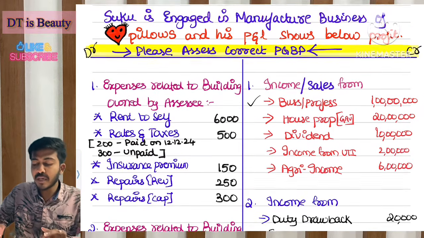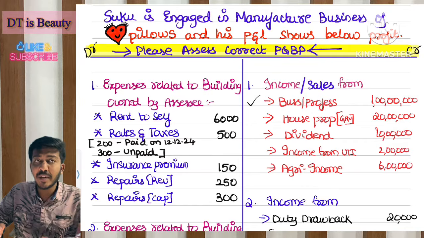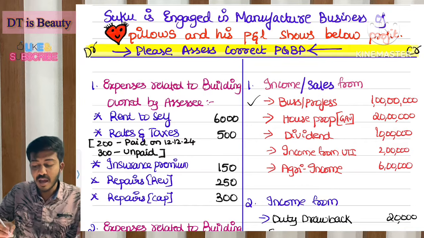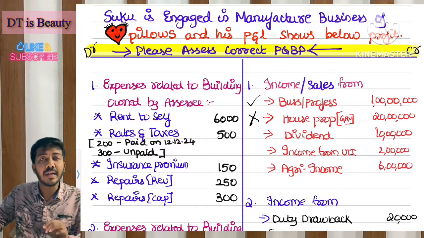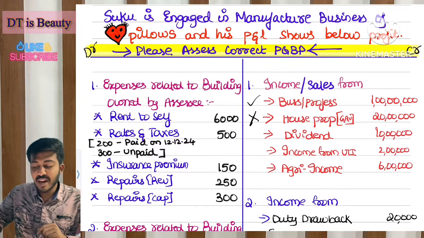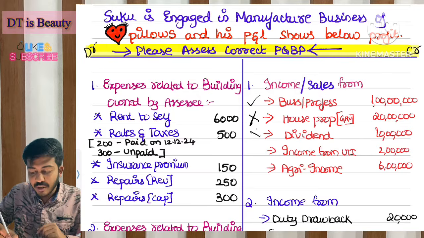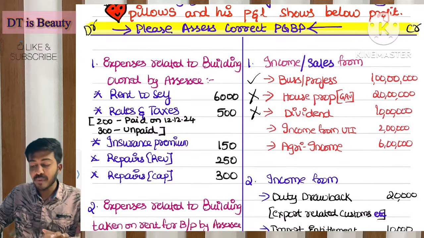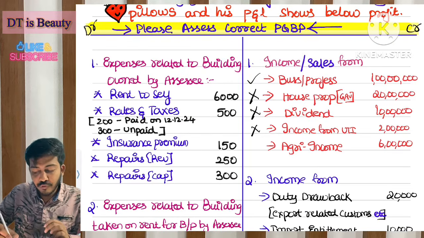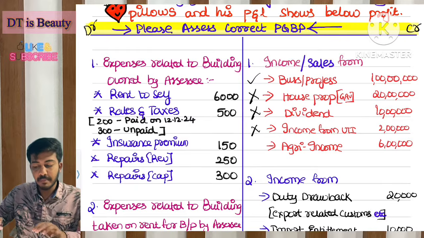And house property income. How did house property income come in a manufacturing business? Yeah, it should not come. It is a wrong item. Correct. Next, dividend income should go to IFOS. It should never come in PGBP. And income from UTI, again it should go to IFOS. It should never come in PGBP.